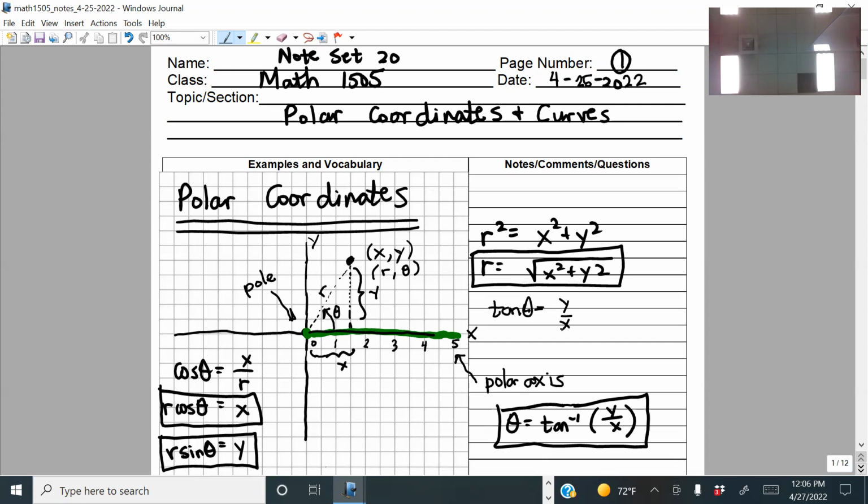So how do you find just theta? How do you solve this equation for theta? You apply the inverse to both sides. So you apply the inverse tangent. Oh, so there it is. If you take the inverse tangent of y divided by x, that's your rectangular coordinates, right? So if you take the y coordinate divided by the x coordinate, take the inverse tangent of that, that's going to give you the theta that you can use in your polar coordinates.